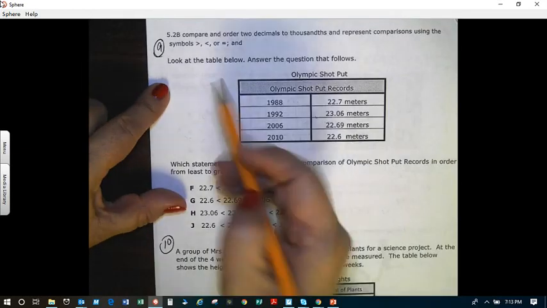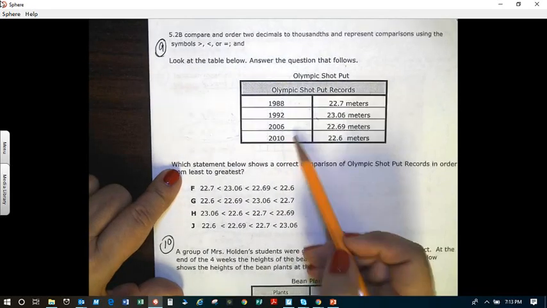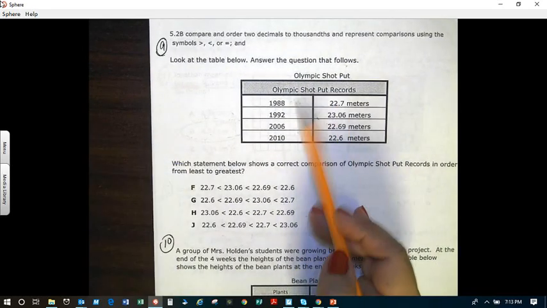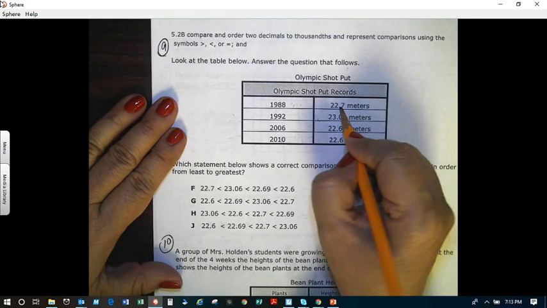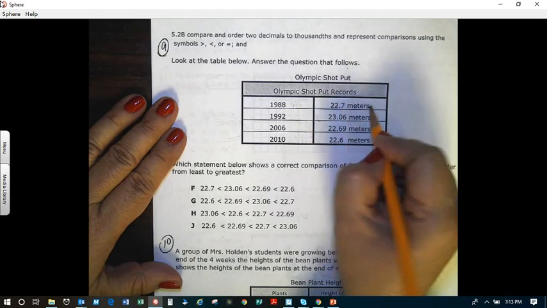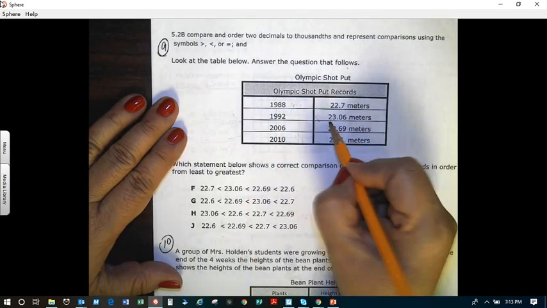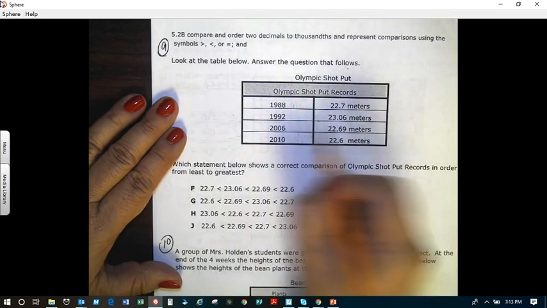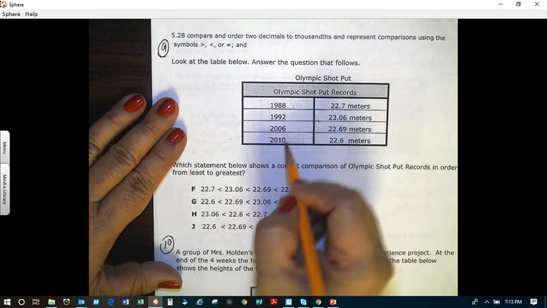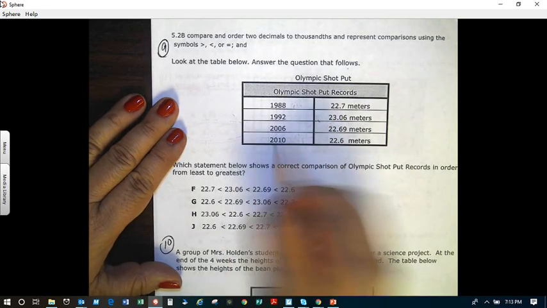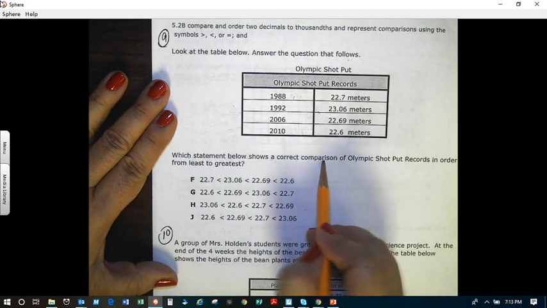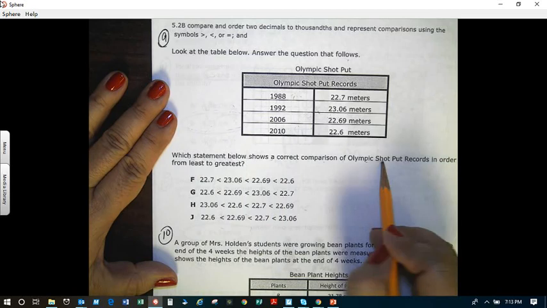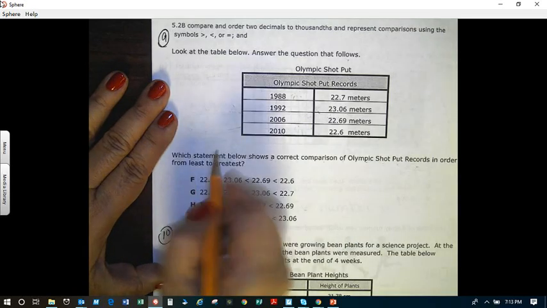Let's look at number 9. We're looking at this table below to answer the questions. Olympic shot put records. So 1988 is 22 and 7/10 meters. 1992, 23 and 600 meters. 2006, 22 and 6900 meters. 2010, 22 and 6/10 meters. Which statement below shows a correct comparison of the shot put records in order from least to greatest?